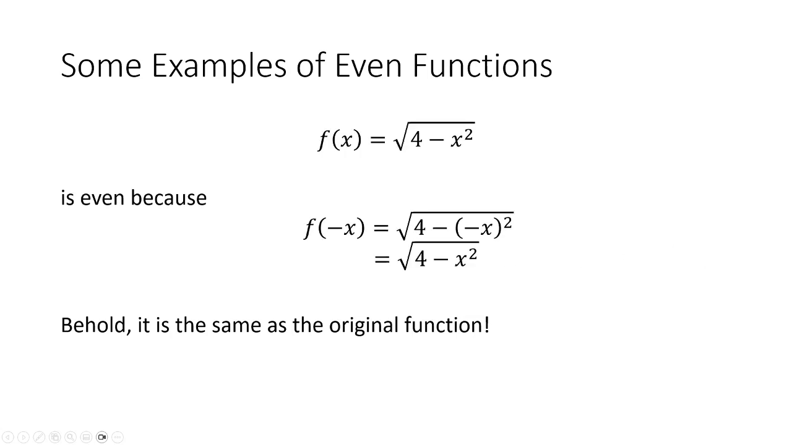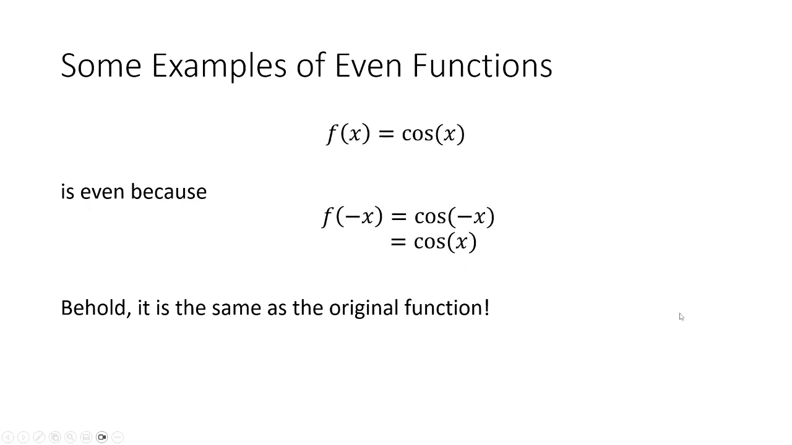Here's another example of an even function, the square root of the quantity 4 minus x squared. This function is even, and we can confirm that by going into the function and replacing all the x's with the quantity negative x. When I do that, take the square root of 4 minus negative x squared, and simplify that result, I get exactly the same function that I started with.